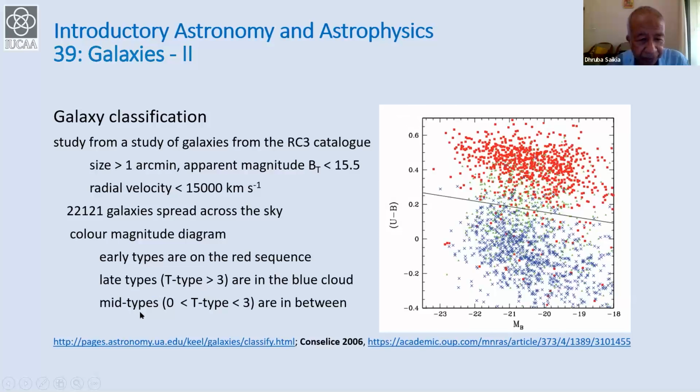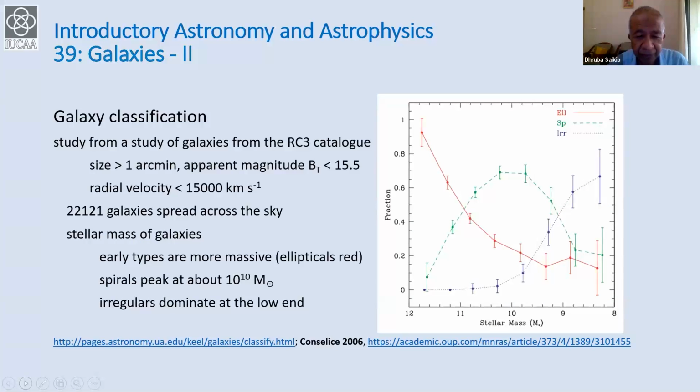So you can see that early types are on the red sequence, late types are in the blue sequence, and mid types are somewhere in between, which is often referred to as the green valley. These are terminologies used to understand the evolution of galaxies in terms of the regions they occupy.